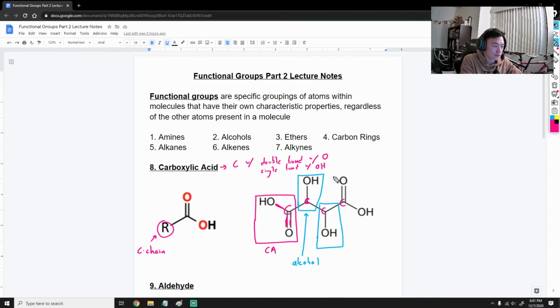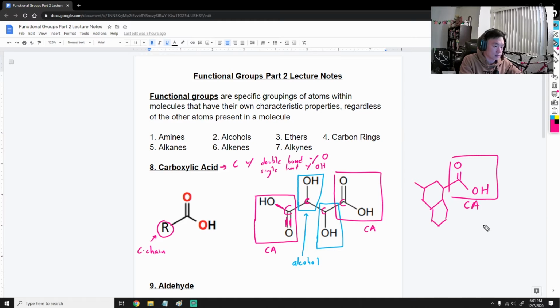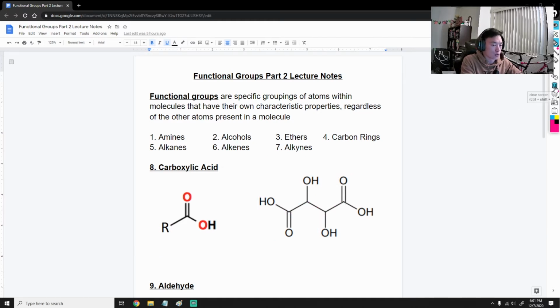But this one on the far right is going to be a carboxylic acid because it has a double bond with an O, and it has a single bond with an OH. Okay, so that's going to be a carboxylic acid. You have to have the double bond with the O, and you have to have the single bond with the OH, and as long as this side is connected to some type of carbon chain, whatever it looks like, it's going to be a carboxylic acid. Alright, so that's the first one we're going to go over today.